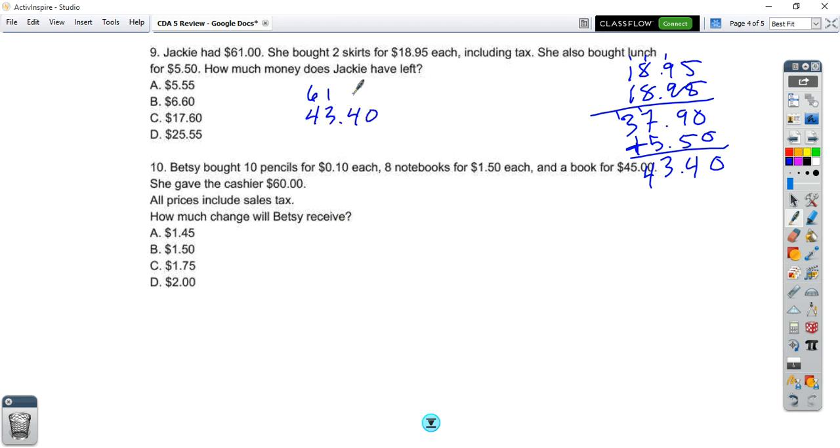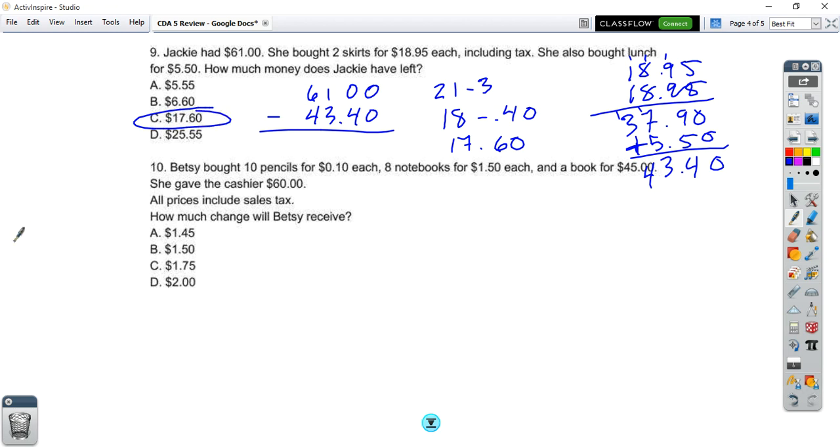So 43.40 minus 0, 0. So let's subtract. You could do mental math subtraction. I can show you how I do that. So what I like to do is I do 61 minus 40. That gives me 21. Then I do 21 minus 3. And that gives me 18. And I do 18 minus 0.40, and that gives me 17.60. So that's the mental math way. So you just keep subtracting each section.